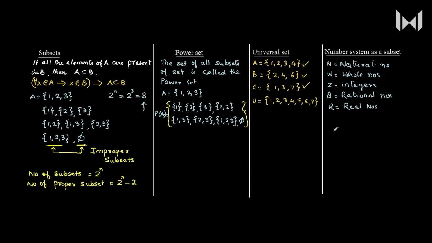And so we can see that all the natural numbers are present inside the set of whole numbers. So N is a subset of W. All the whole numbers are there inside the set of integers, so it's a subset of integers. All the integers are there in the set of rational numbers, so that's a subset of Q, and that is further a subset of R, the real numbers. So we need to remember this sequence of the number system, where we know that natural numbers are a subset of whole numbers. Whole numbers are a subset of integers. Integers are a subset of rational numbers, and rational numbers are a subset of real numbers.